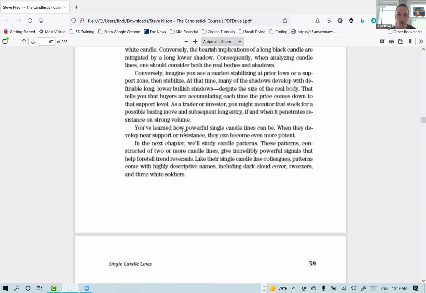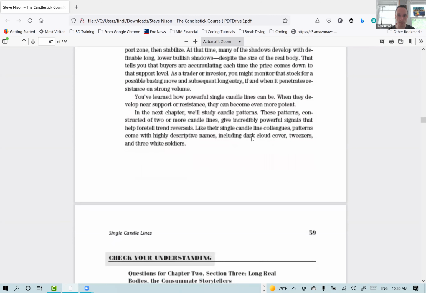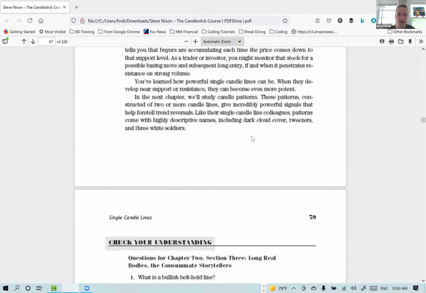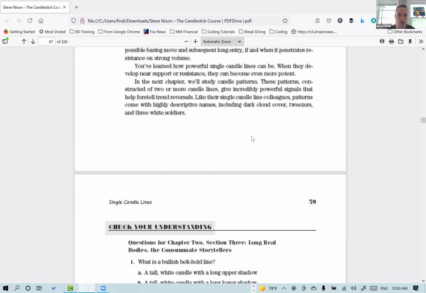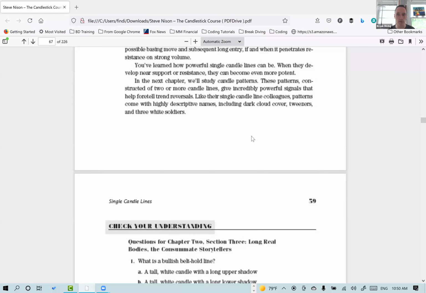Okay, you'll learn how powerful single candle lines can be. When they're developed near support or resistance, they're even more potent. Next, we'll study candle patterns. These patterns constructed of 2 or more candle lines give great powerful signals. Some of those are dark cloud cover, tweezers, and 3 white soldiers.